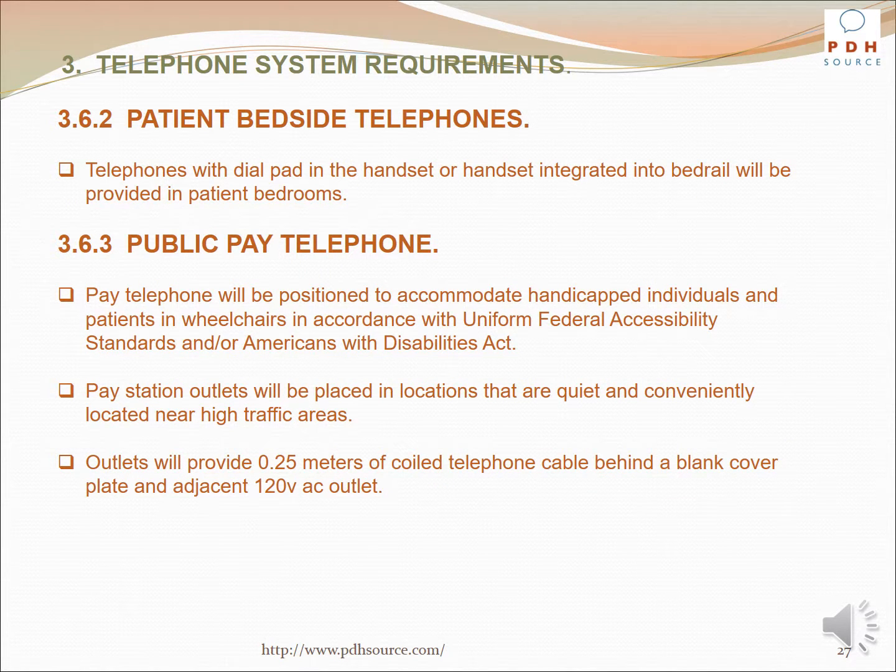Telephones with dial pad in the handset or handset integrated into bed rail will be provided in patient rooms. Pay telephones will be positioned to accommodate handicapped individuals and patients in wheelchairs in accordance with Uniform Federal Accessibility Standards and/or the Americans with Disabilities Act. Pay station outlets will be placed in locations that are quiet and conveniently located near high traffic areas. Outlets will provide 0.25 meters of coiled telephone cable behind a blank cover plate and adjacent 120 volt AC outlet.